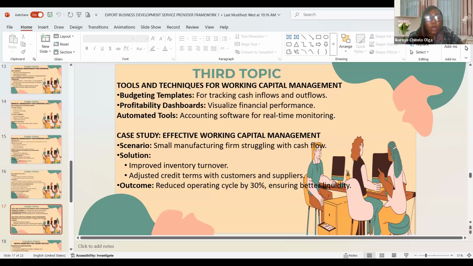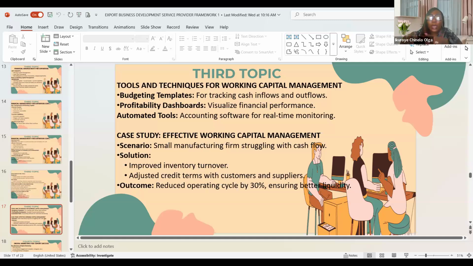Then we also have another case study for effective working capital. A small manufacturing firm is struggling with cash flow. What does he need to do? He needs to improve his inventory turnover. He needs to adjust credit terms with customers and suppliers. So what's going to be the outcome? He reduces the operating cycle by 30% to ensure better liquidity. So you see that his company was struggling with cash flow. Those are the tools that we are talking about. If you put in your cash flow in that tool, it just tells you, this place is depreciating, this place is increasing.